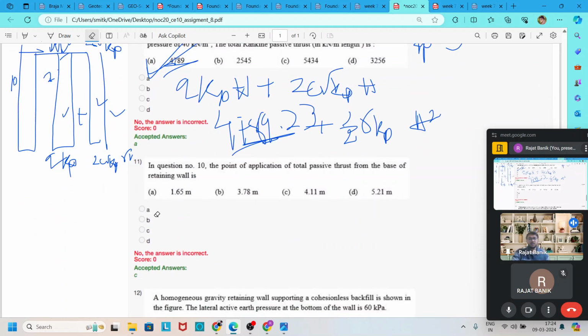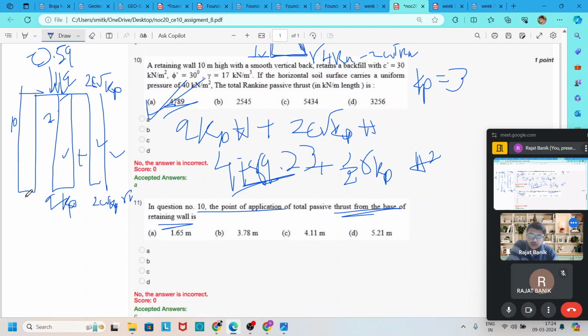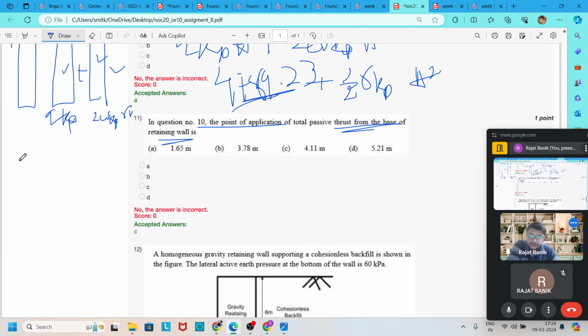It is said to find the point of action of this passive thrust from the base. We have to find the point of action of the passive thrust from the base. So we know that this pressure diagram is first here. Again I am doing Kp.